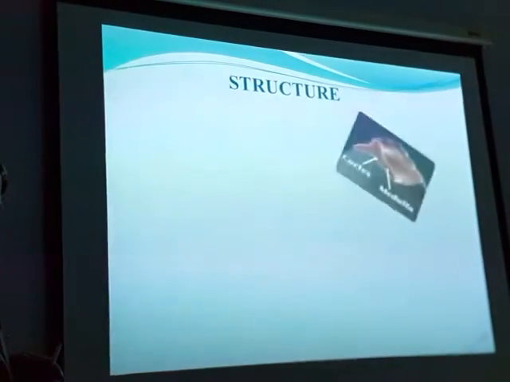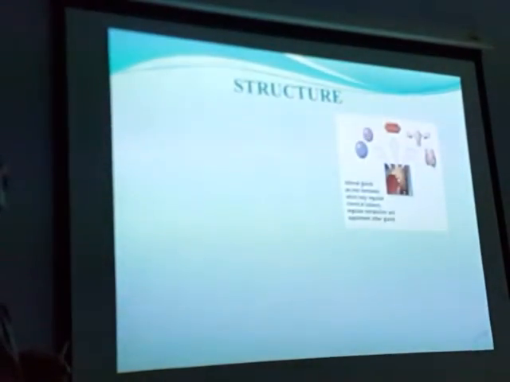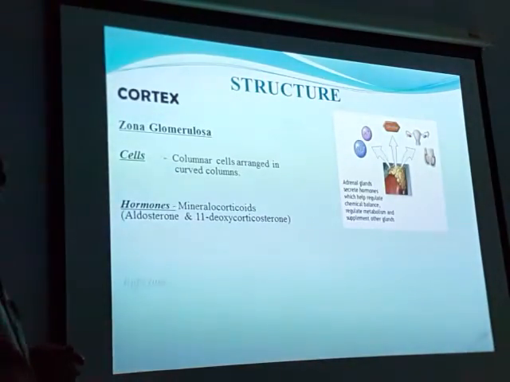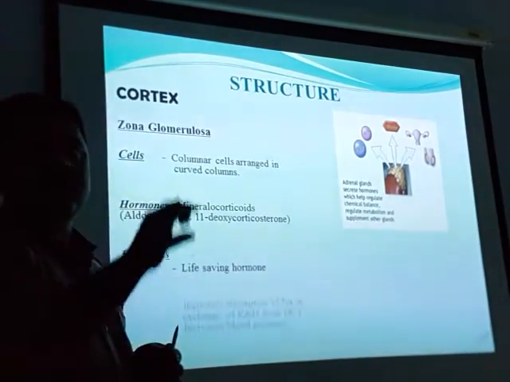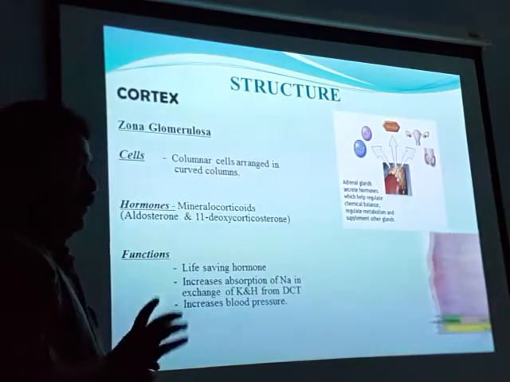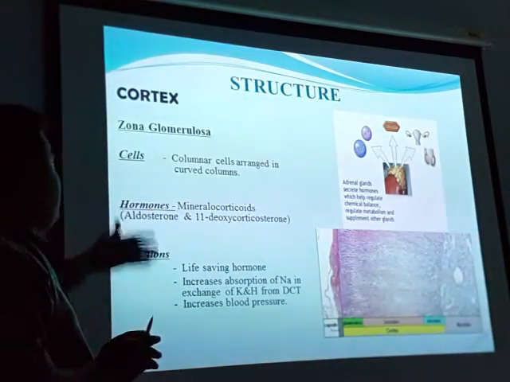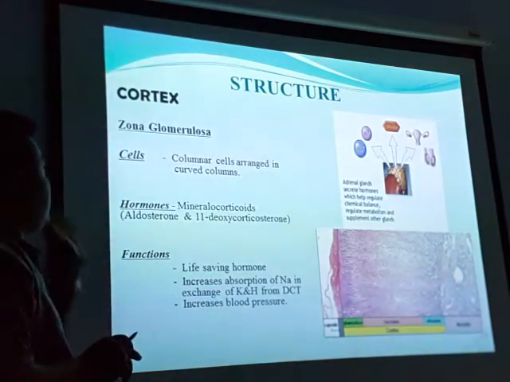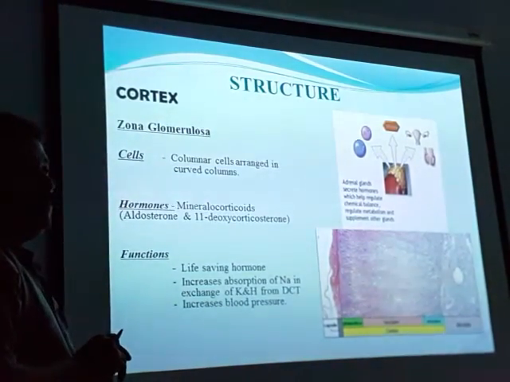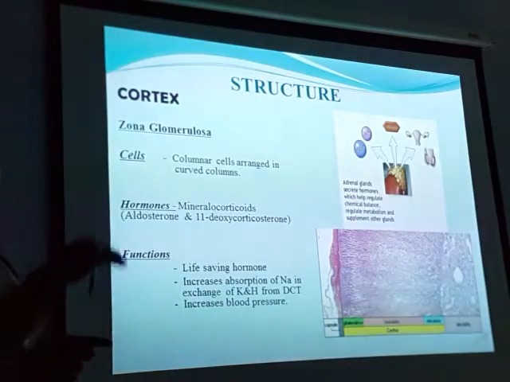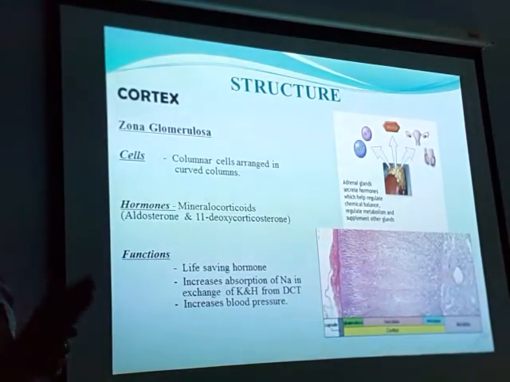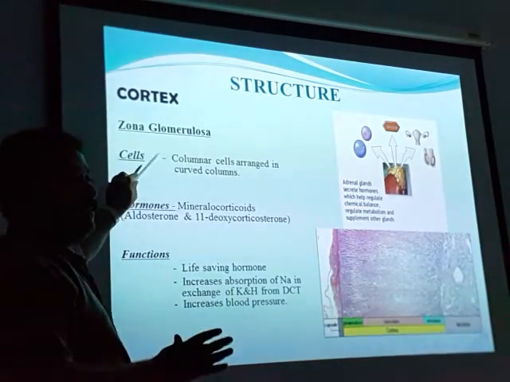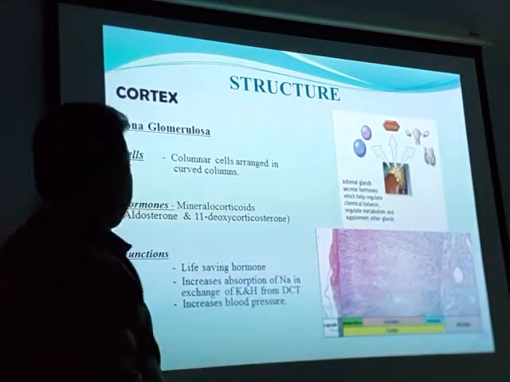Next is about the structure of the suprarenal gland. On cut section it shows the outer cortex and the inner medulla. In the cortex there are three layers: zona glomerulosa, zona fasciculata and zona reticularis. So this is about the histology. Grossly, I am just telling you about the structure of the suprarenal.